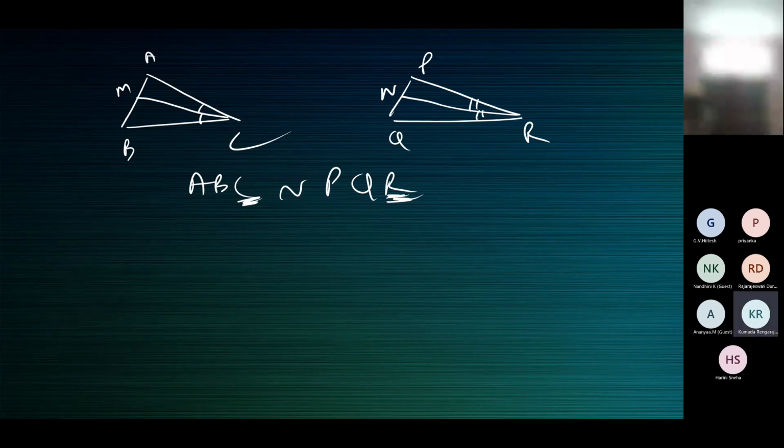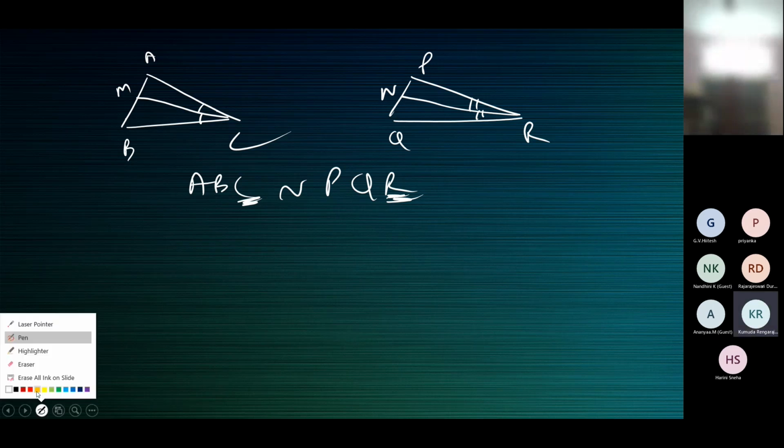Medians, altitudes, angle bisector segments. Angle bisector segments mean, like here, CM is a line segment that bisects angle C. Here RN is a line segment that bisects angle R. And the bisectors are of the corresponding angles. So what you have to prove is we have three things.